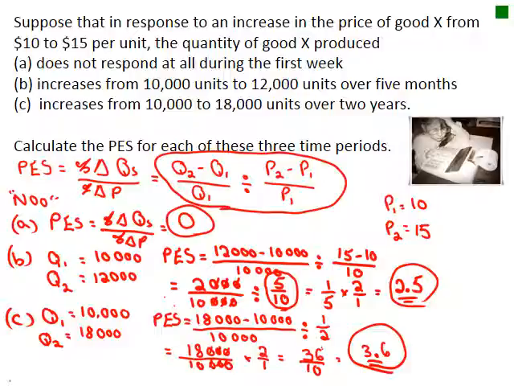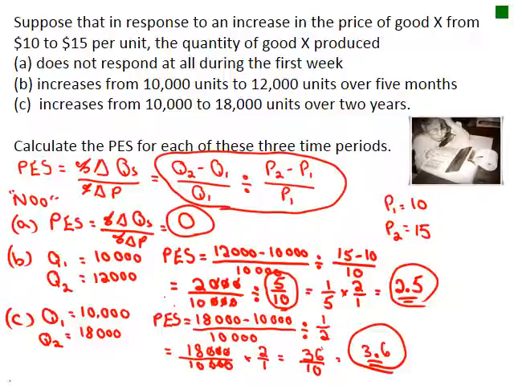We have it increasing from 10,000. So Q1 is 10,000. Q2 is going to equal 18,000. So let's look at the PES. It's going to equal Q2 minus Q1, so 18,000 minus 10,000 divided by 10,000. And we're dividing by, let's take this value here, which we can simplify to 1 over 2.